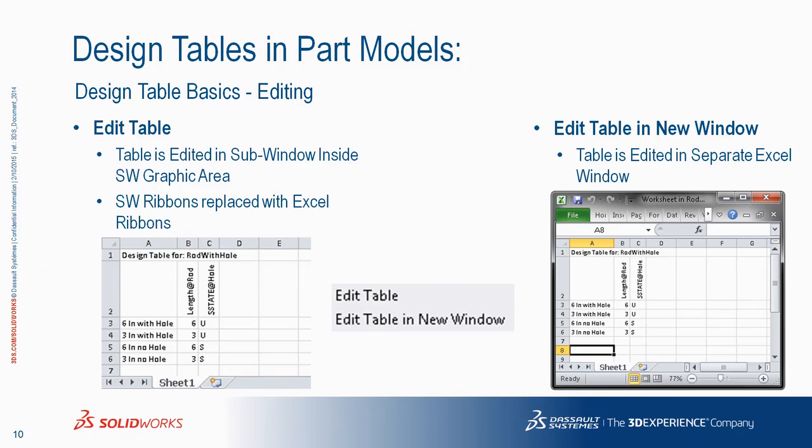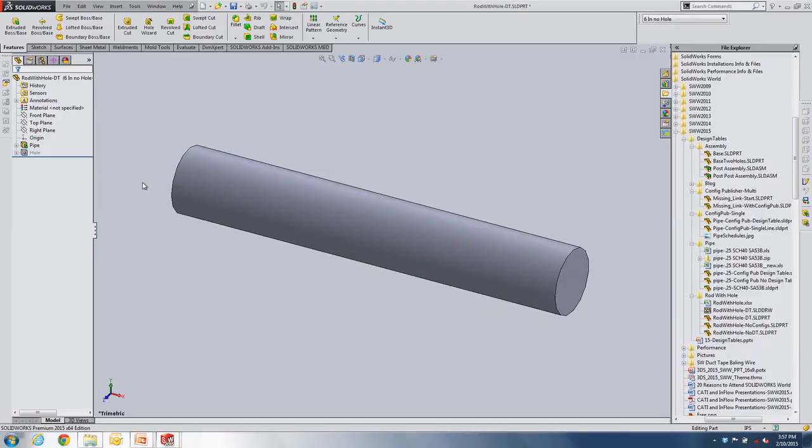So, the basics of editing the table. Tables is edited inside a sub-window inside of the SOLIDWORKS graphics area. All of your SOLIDWORKS ribbons are going to be replaced with the Excel ribbons, or you got edit table in new window. This works out well. Most of us have dual monitors at this point in time, so it actually brings up Excel for you, and it puts your Excel chart over in a new window. What I like about this is now you got that flexibility to bounce back and forth with different operations inside of SOLIDWORKS while keeping this here. As soon as you click in the graphics area, it doesn't go away on you at that point in time. So just a few different options there.